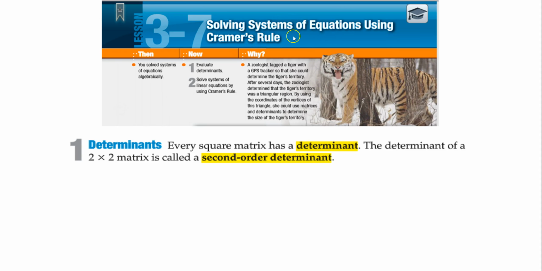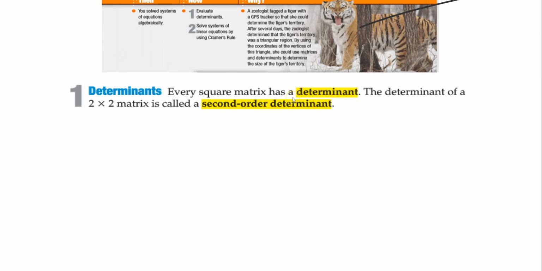3/7 is solving systems of equations using Cramer's rule, and we're not going to do that. We're actually just going to focus on determinants in this lesson. Should be a short video. Cramer's rule, I'll probably talk about it for a second, but it's not the best way of doing anything, so we're going to skip it.